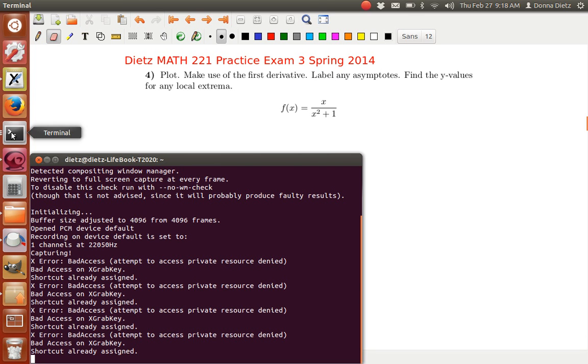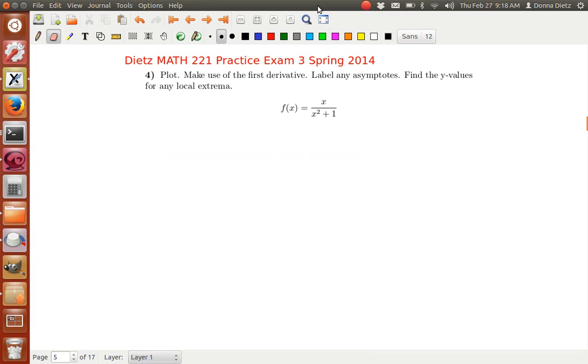Okay, this question is very similar to one we just did, but it's a little easier, so it's more practice for you with rational functions. Plot this, make use of the first derivative.